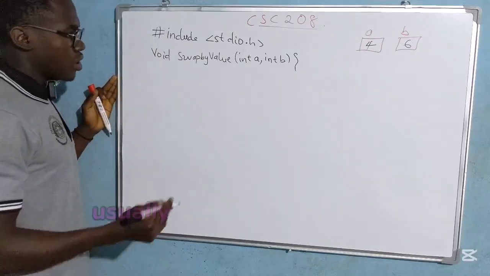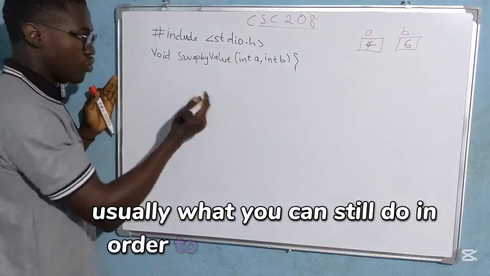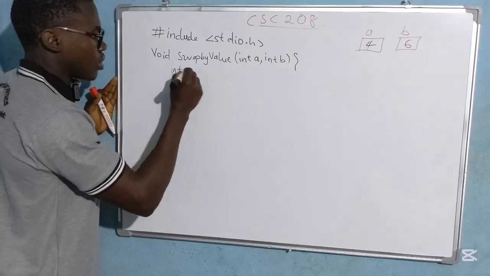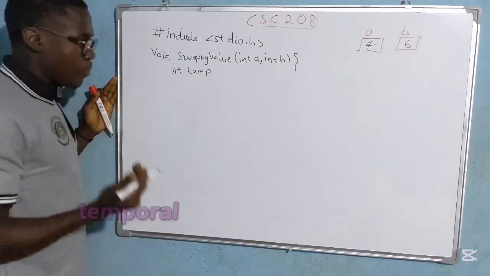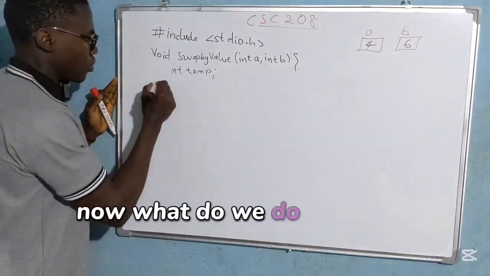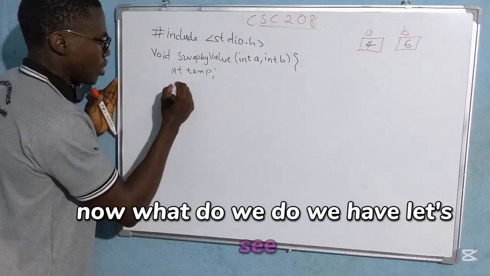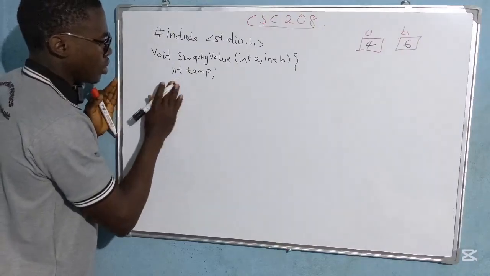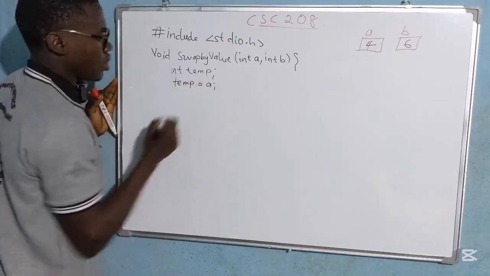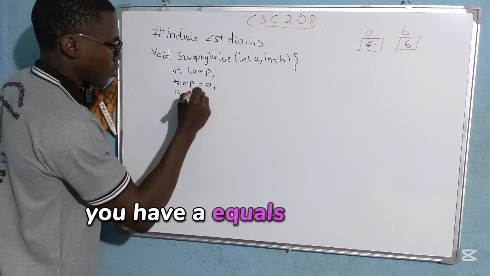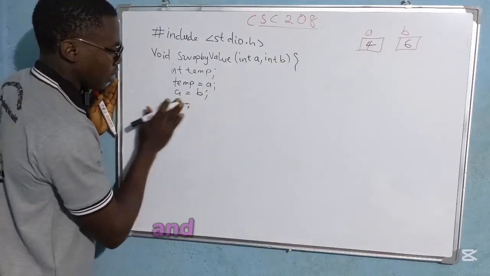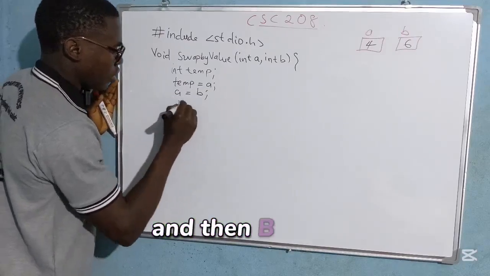Second thing that happens usually, in order to swap both numbers, you will need another temporal variable that you can just call int temporal. Now, what do we have? We have temporal equals to A. You have A equals to B, and then B equals to temporal.